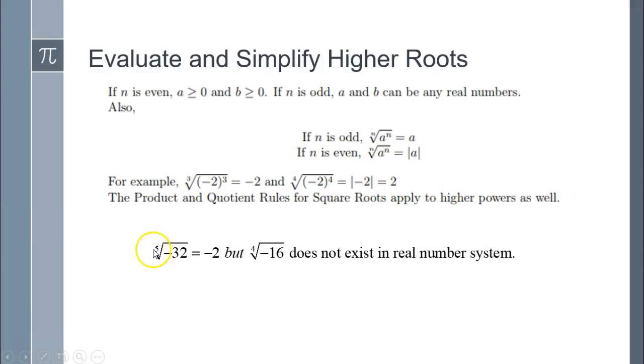So the fifth root of negative 32 is negative 2, but the fourth root of negative 16 doesn't exist because this index is an even number. If I write negative 2 down 4 times and multiply, I end up with a positive number because there are pairs of negatives multiplied together.